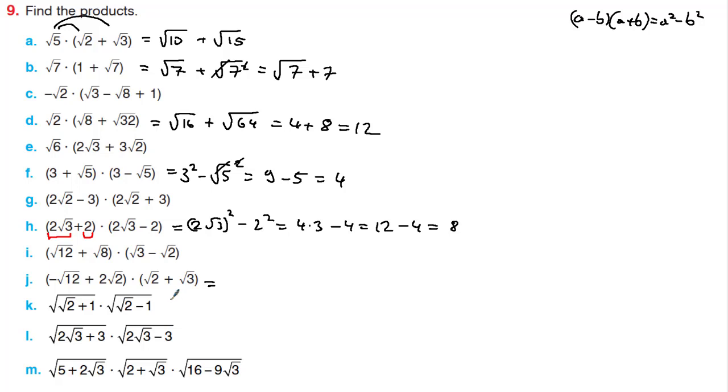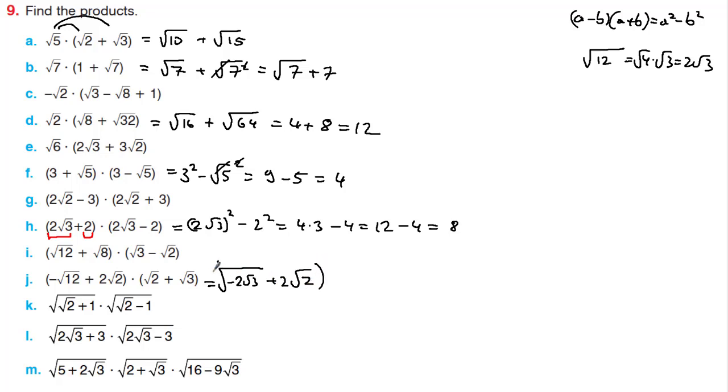Alright, now here we can either try to multiply these numbers directly, or maybe we can get some good factorizations. Maybe it will be easier to factorize first. This number, square root of 12, is actually square root of 4 times square root of 3, which makes it 2 root of 3. Oh, so it's something similar. Let's rewrite it as negative 2 root of 3 plus 2 root of 2.